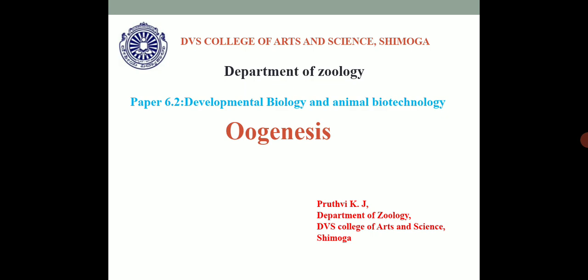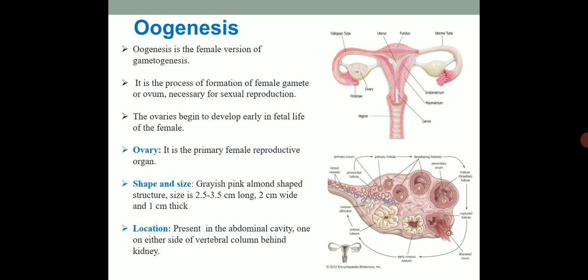Today we are discussing the second part of gametogenesis, which we call oogenesis, and also the structure of the ovum. In the last class we discussed spermatogenesis, which is sperm formation, and today we are discussing the next part, oogenesis. So you already know that oogenesis is the female version of gametogenesis. Here it is the process of formation of the female gamete or ovum, which is necessary for sexual reproduction, and the process we call oogenesis.